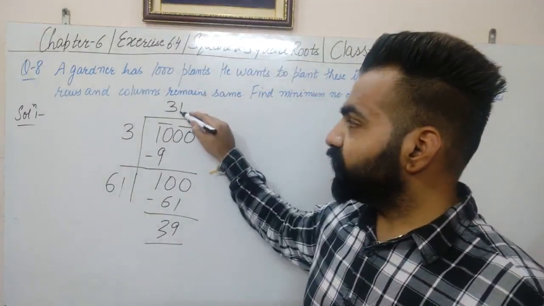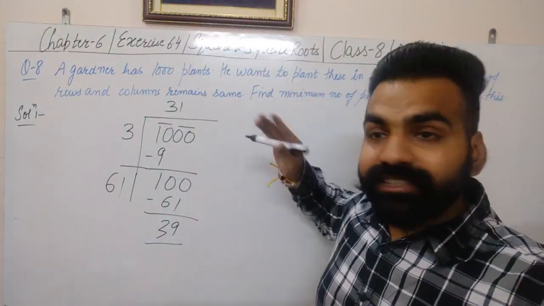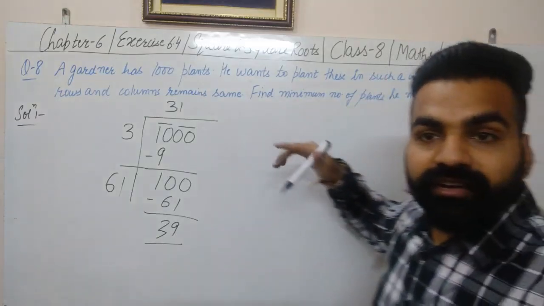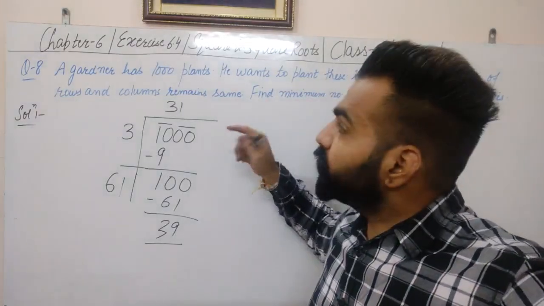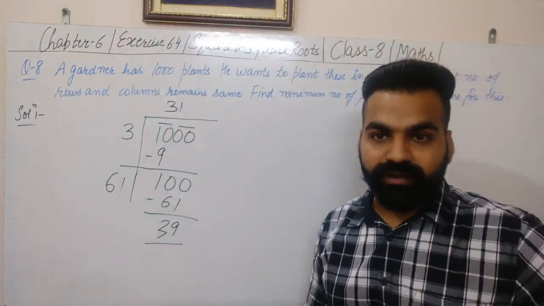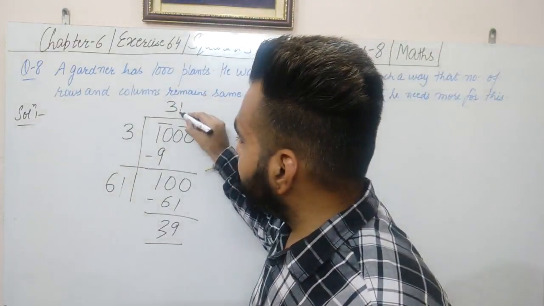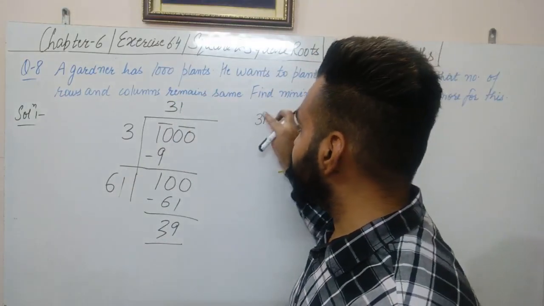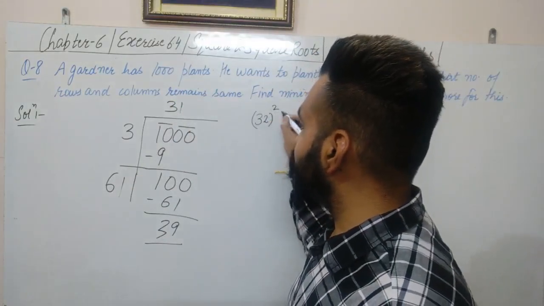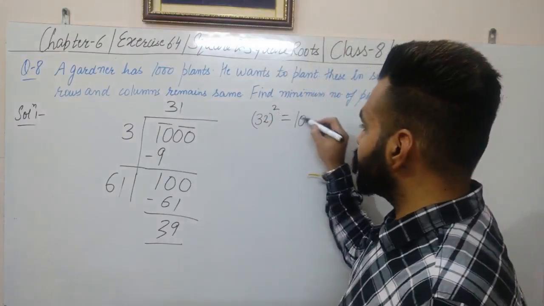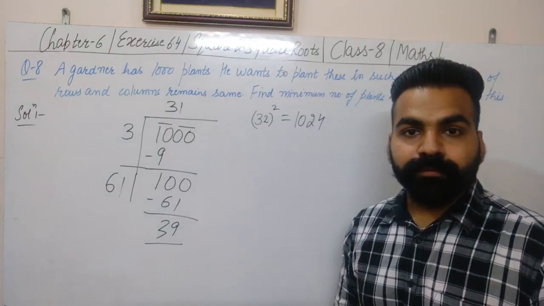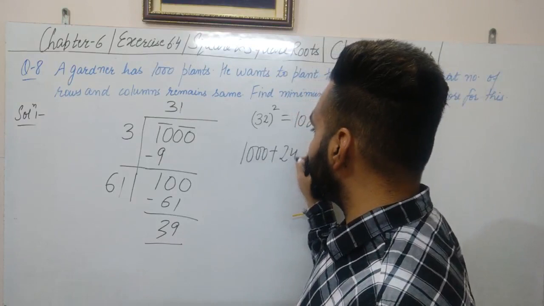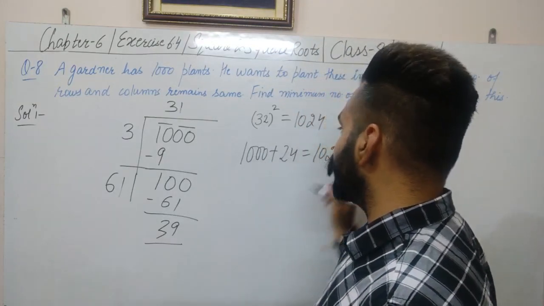Now what is the quotient? We have to find the number which must be added, because we have to find the minimum number of plants. He needs more, and if he needs more, we have to add some number of plants in the given number of plants. So the number which is appearing in the quotient is 31. We have to think of the number which is next to 31, that is 32, and we have to take the square of 32, which is equal to 1024. So since the number is 1024, if we add 24 to 1000, this will be equal to 1024.